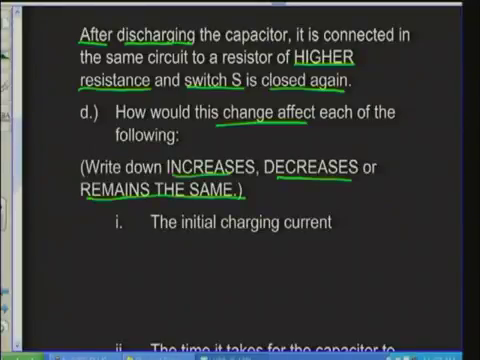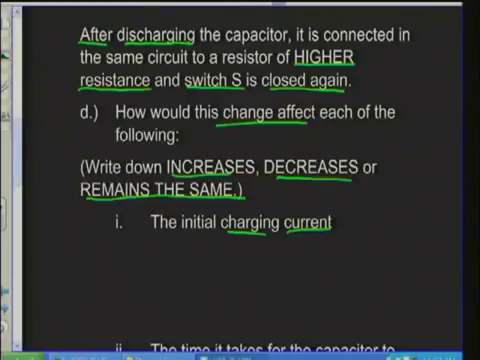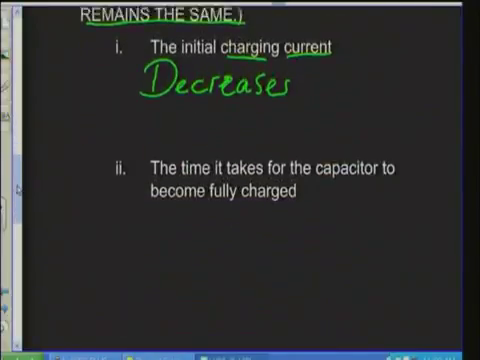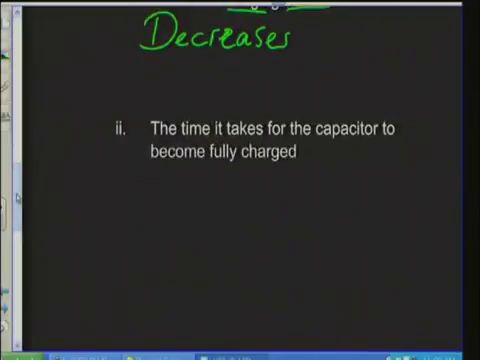Now, the first one that we need to talk about is the initial charging current, like we calculated earlier on. Will it remain the same? Will it be greater? Will it be less? The answer here is that it is going to be less. So the charging current is going to decrease. So the answer that you're going to go for is decreases, because that's what you have been asked to choose from. And the charging current has decreased.